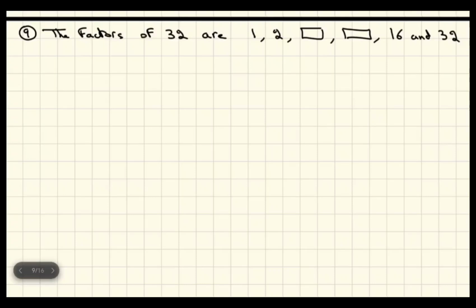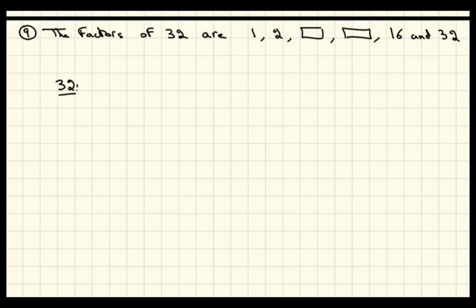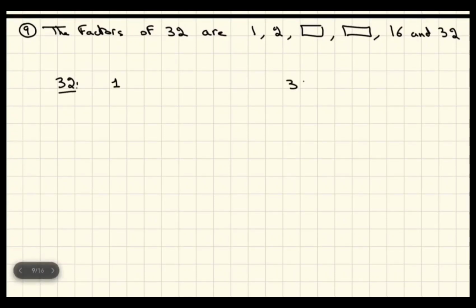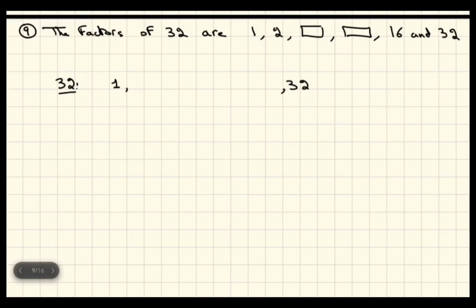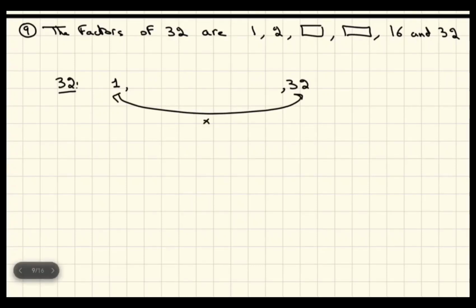Now, what are the factors of 32? You are given 1, 2, 16, 32. So there are two missing numbers. Whenever I'm doing factors in general, I always start with 1 and the number itself. Now, notice this. 1 multiplied by 32. If you multiply these two, you get 32. The next one, is 32 divisible by 2? Yes, because it has 2 at the end. So I will write 2. Now 2 times how much will give me 32?